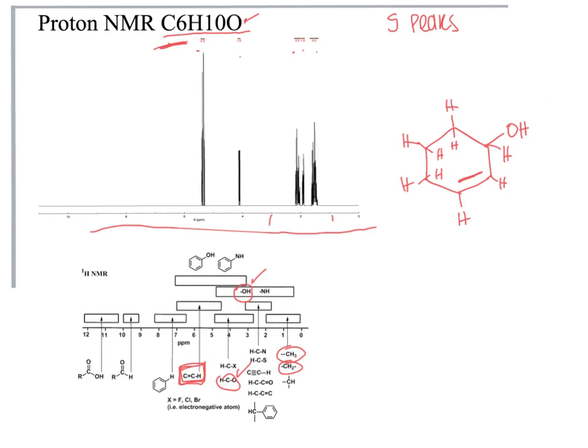Now looking at coupling, we can see a triplet around here, a singlet around here, a doublet here. This can be considered a quartet, and then a singlet here. According to this information, we can arrange our carbons in a bond.